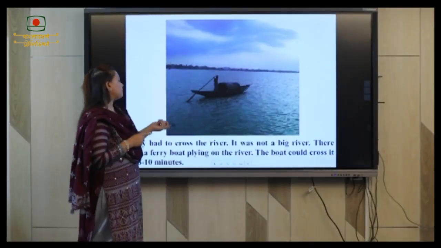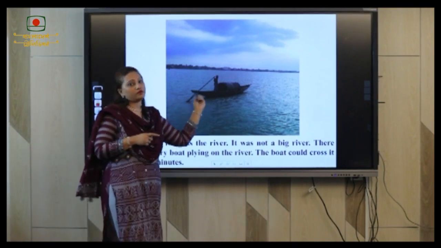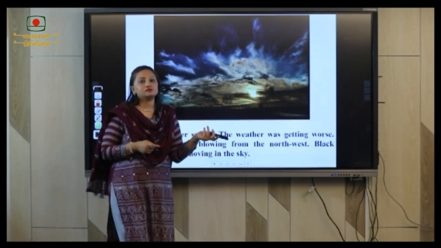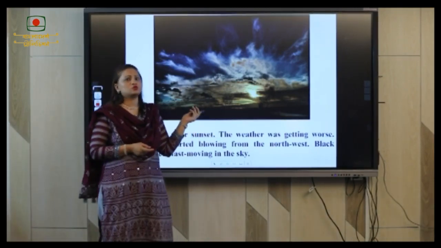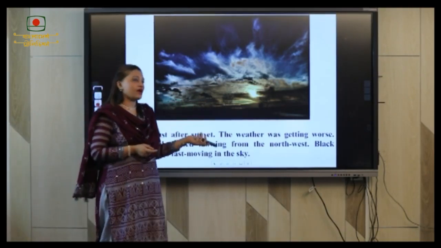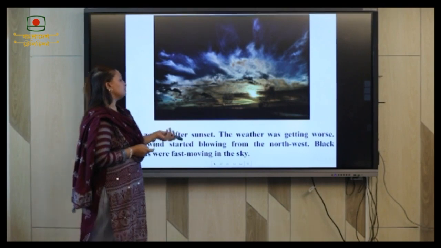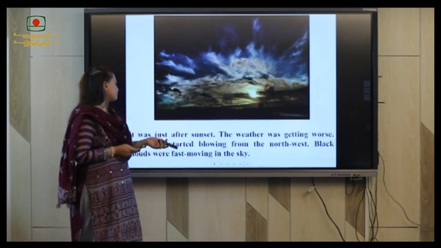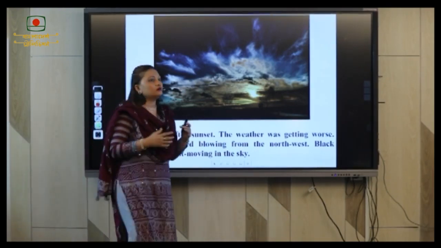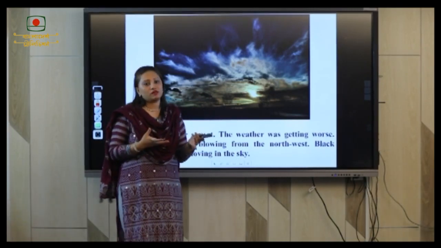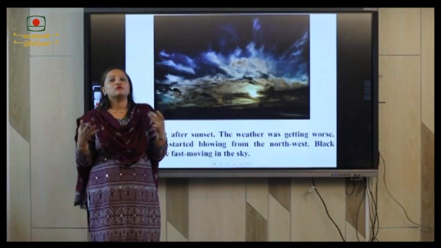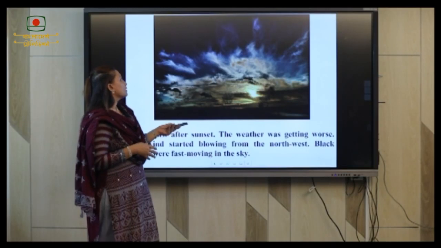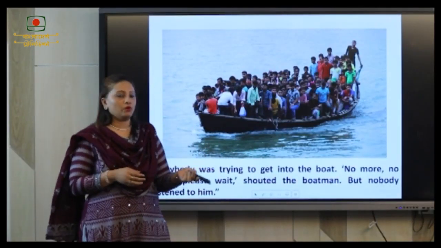So there was a ferry boat plying on the river. So here is the ferry boat and the boat was plying. Okay. And what we can see nowadays in summer, that type of clouds actually happen over our sky. And it was just after sunset, the weather was getting worse. The wind started blowing from the northwest. Black clouds were fast moving in the sky. Okay, so whenever it is daytime, it's 12 or 1, the surroundings become black or stormy because of the clouds. Okay, this is the real picture of the ferry boat in a village.